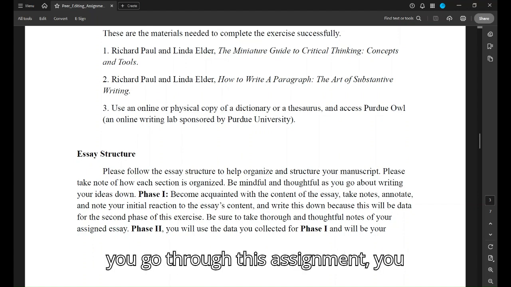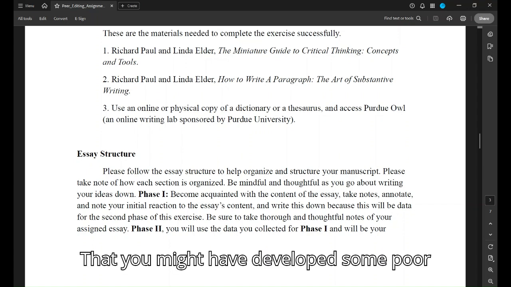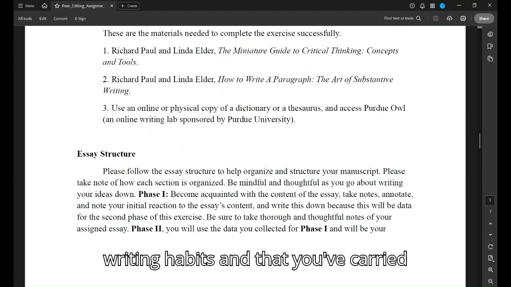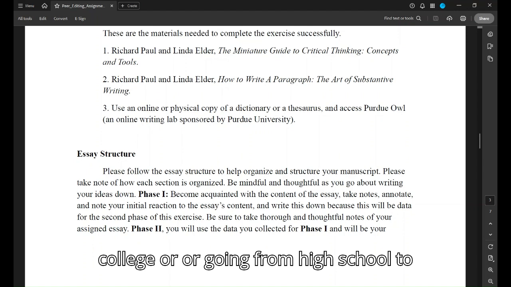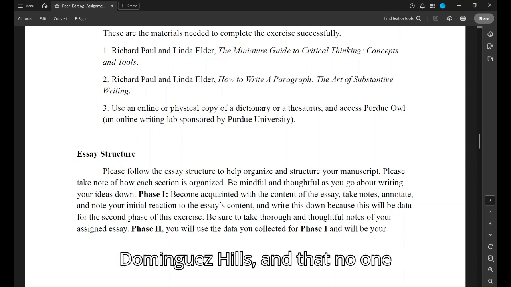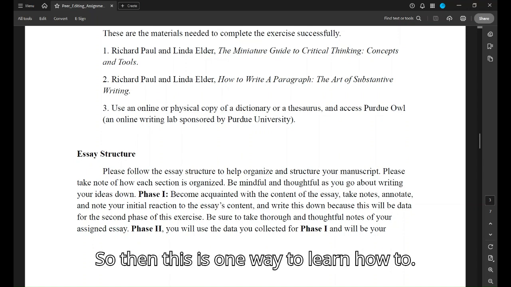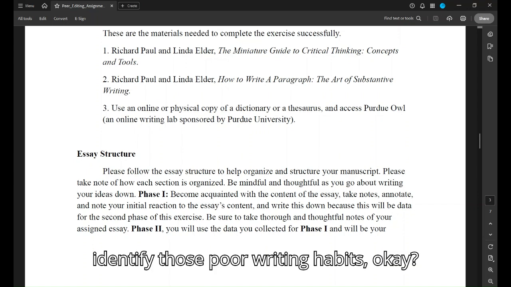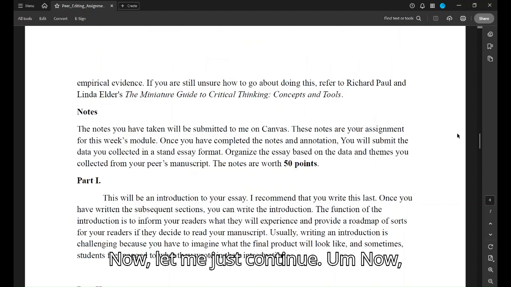And then as you go through this assignment, you might realize that you might have developed some poor writing habits and that you've carried those writing habits through from whenever you started, like at junior college or going from high school to Dominguez Hills, and that no one has ever pointed those out to you. So this is one way to learn how to identify those poor writing habits. Okay, now let me just continue.